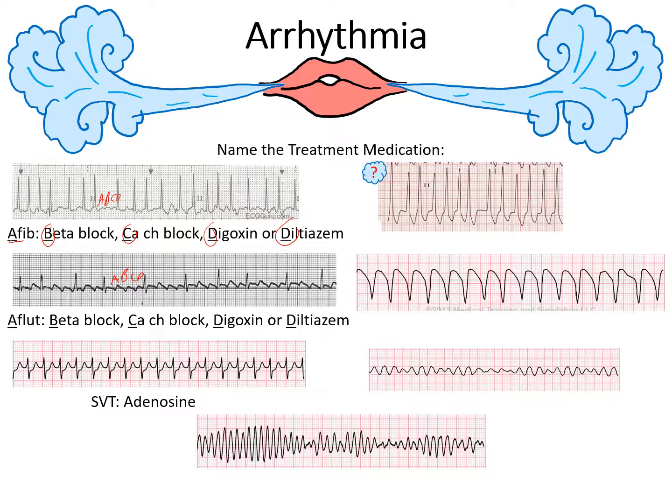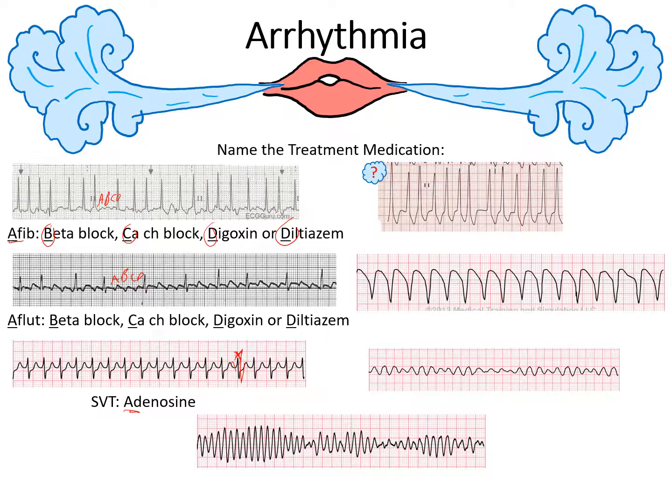SVT has a fast P that conducts the QRS. So since there is always a P wave paired with the QRS, I see a plus sign adding the P and QRS together to remind me of adenosine.